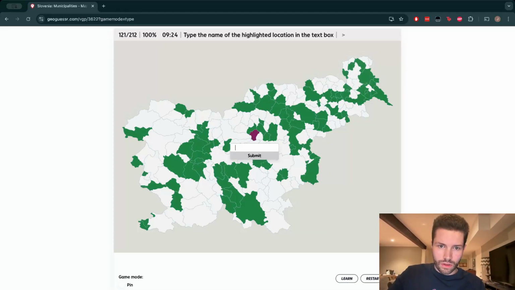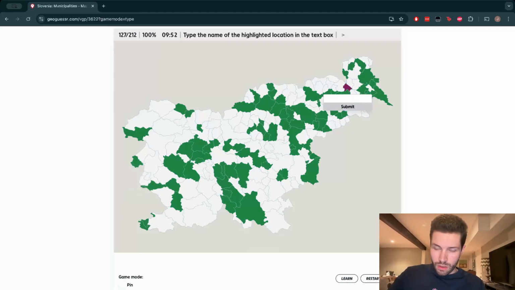Putsonci. This one is Vransko. Vršnika. Kraň. This would be not Gorišnica, what's it called? Zavrč. That one up there is Kungota. This is Šempeter Vrtojba. Okay, that is Radenci. That is Makole.